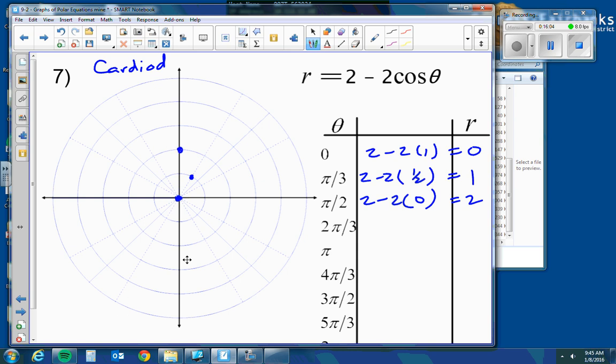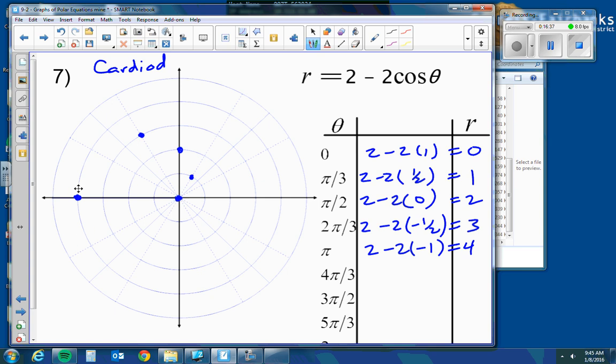Now, we're doing cosine. Cosine is positive on the right, negative on the left. So if it was 1/2 at pi over 3, it's negative 1/2 here. That means you end up with a positive 1, and 2 plus 1 is 3. So you go out in that direction and go out 3. Exactly. Here it's negative 1, and so that becomes plus 2, and you get 4. Let me pause right there.